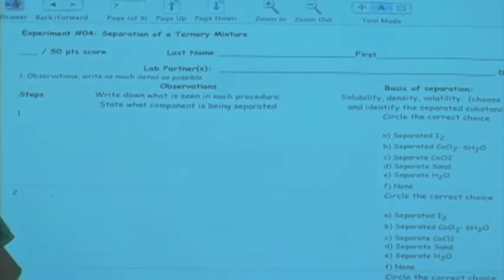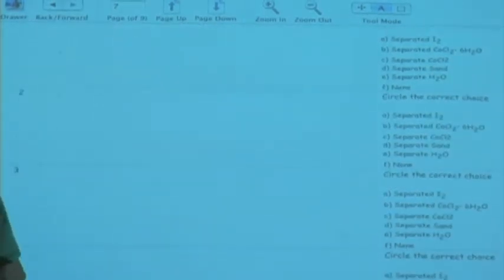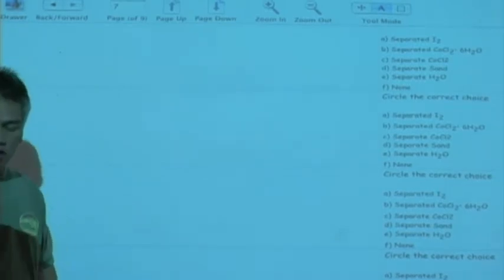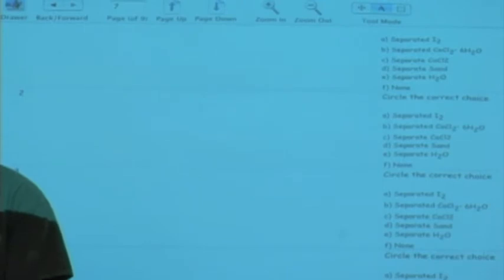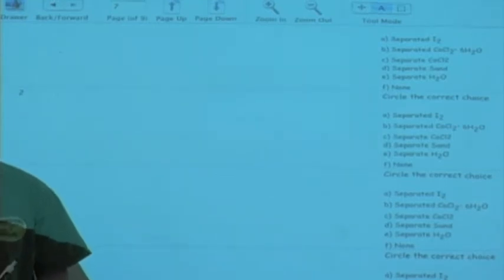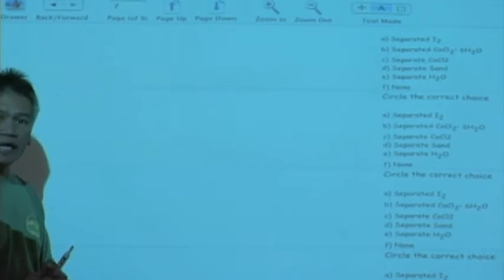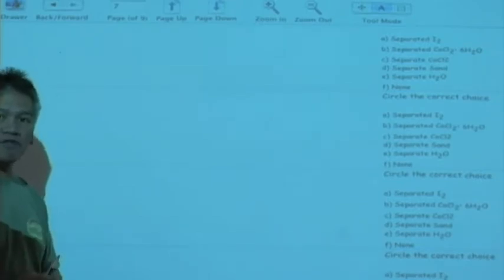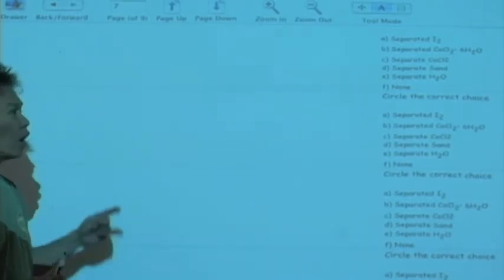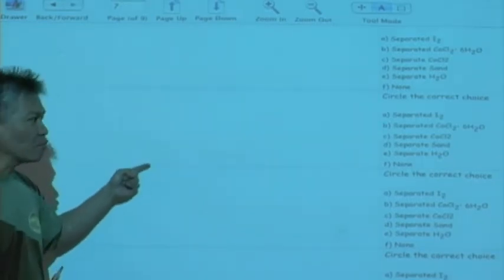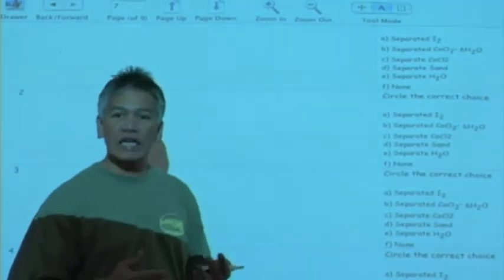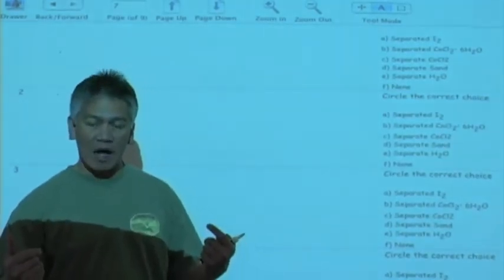In the second step, you've mixed the substances. In step number two, you're mixing it together, and now you're heating up the mixture over a hot plate or over your stove, and you're causing one of the substances to sublime into the bottom of the evaporating dish. Now, you want to write down your detailed observation of that process, and then you want to circle which particular component is being separated by that particular procedure.